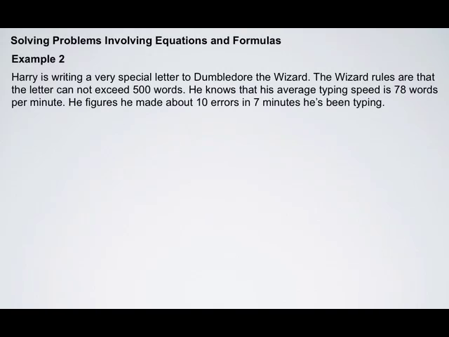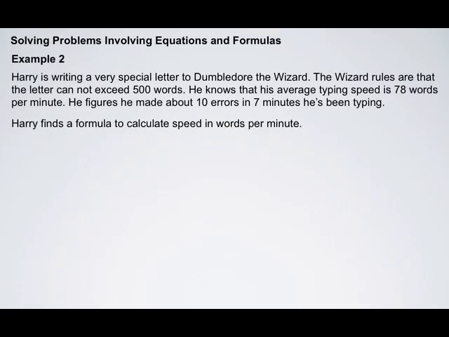Example 2. Harry is writing a very special letter to Dumbledore the Wizard. The wizard rules are that the letter cannot exceed 500 words. He knows that his average typing speed is 78 words per minute, and he figures he made about 10 errors in 7 minutes he's been typing.